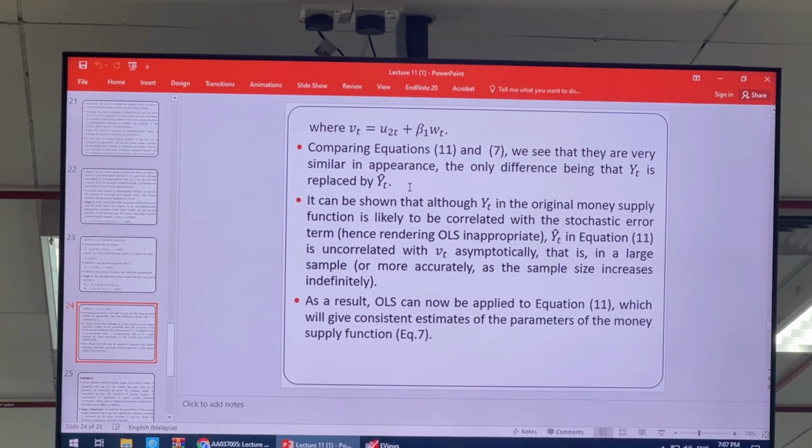It can be shown that although yt in the original money supply function is likely to be correlated with the stochastic error term, hence rendering OLS inappropriate, the fitted value y hat in equation 11 is uncorrelated with vt asymptotically, that is, in large samples, or more accurately, as the sample size increases indefinitely. As a result, OLS can now be applied to equation 11, which will give a consistent estimate of the parameters of the money supply function given by equation 7.